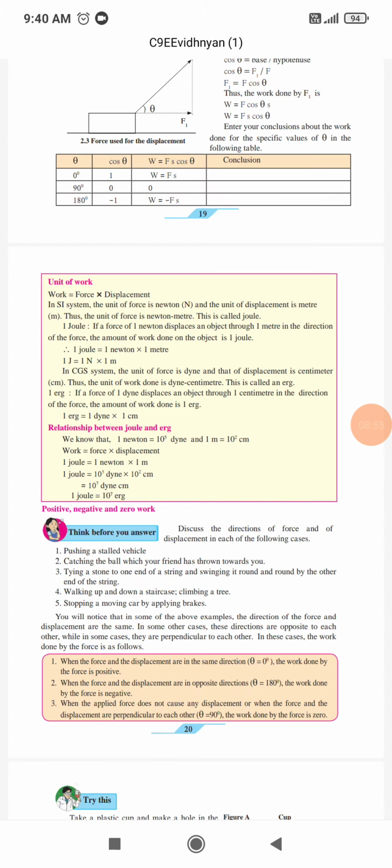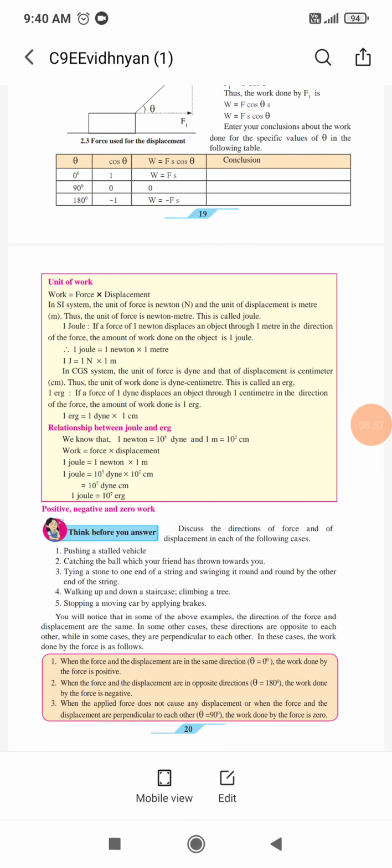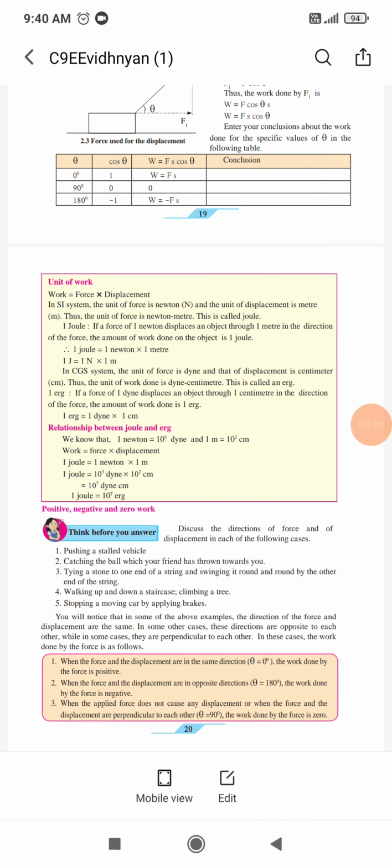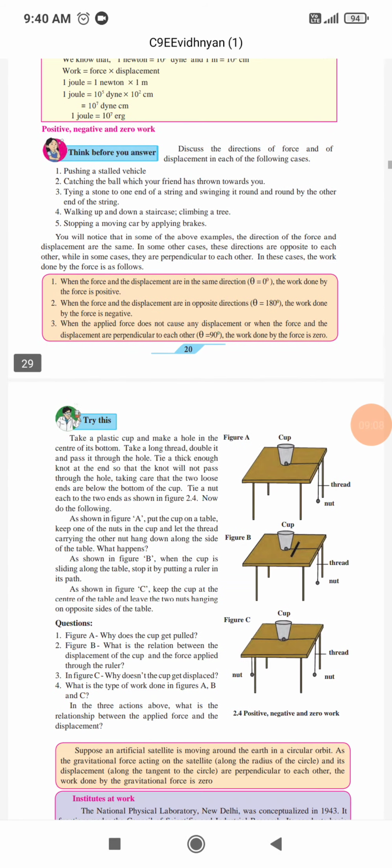तुम्हारा वर्क क्या हो रहा है, इधर जीरो हो रहा है. That is zero work we are talking about. So when the force is perpendicular, that is, theta equal to 90 degrees, at that time we say work done is zero.